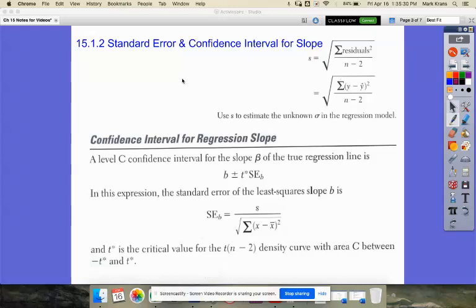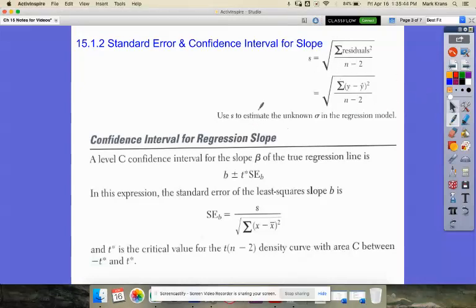We are looking at standard error and confidence intervals for slope. So this guy is a blast from the past. This is the standard deviation of your residuals. I call it the average distance from the line. Notice you take your residuals squared, you add them up, you divide by n minus 2, and then you take a square root. And this is really trying to predict sigma, the true standard deviation spread around the line.